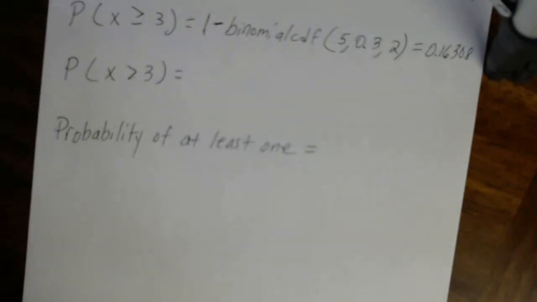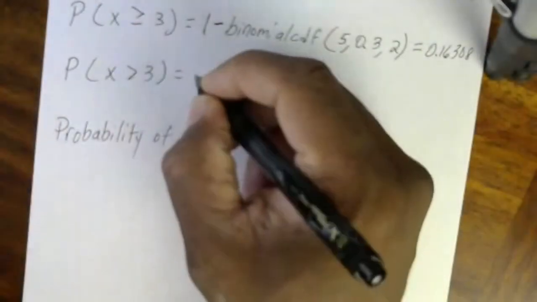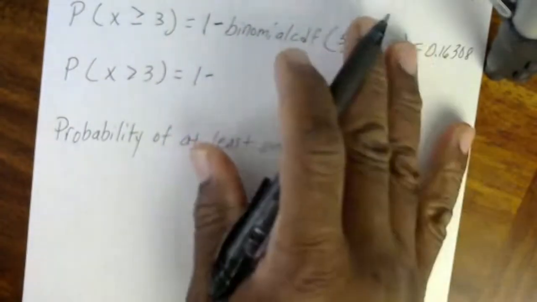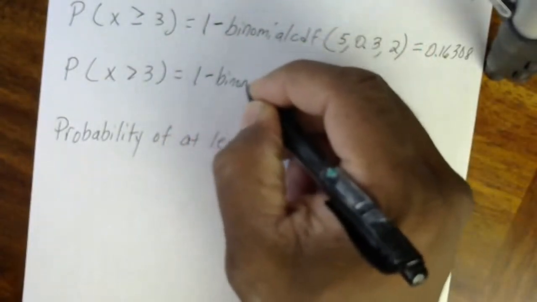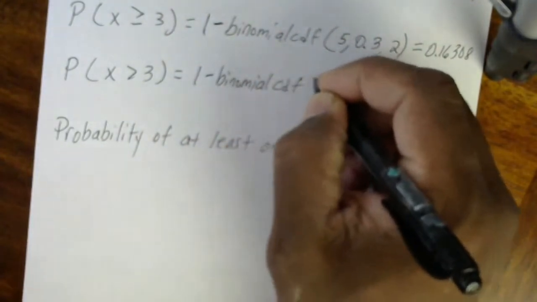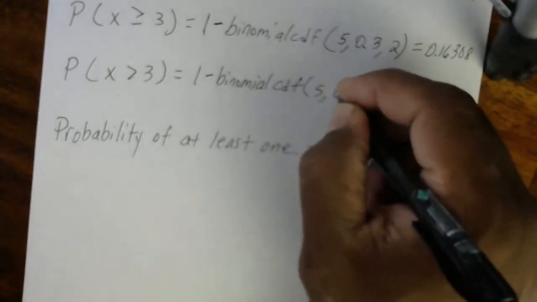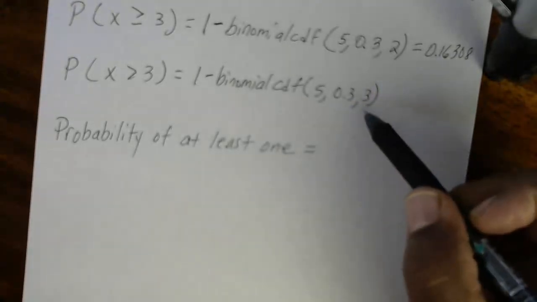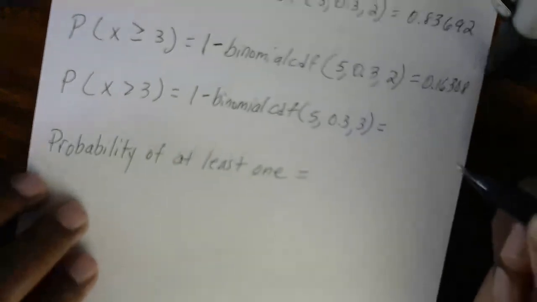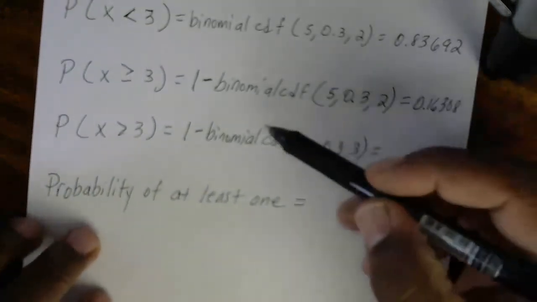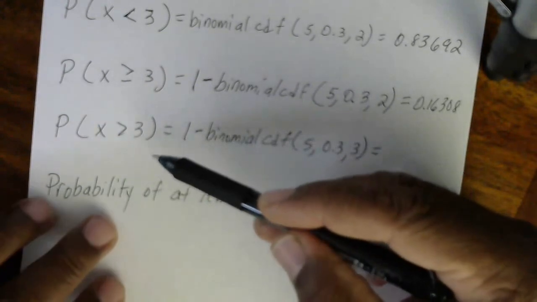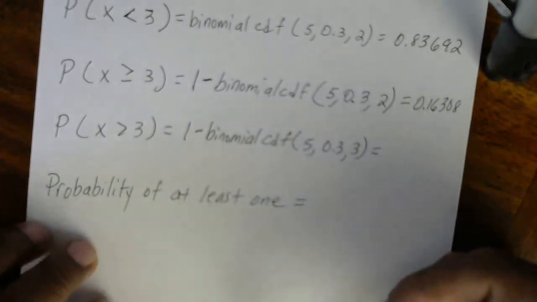Writing that out, we would have 1 minus the binomial CDF, and we would have 5, 0.3, and we're going to find the cumulative distribution function at 3. All right. So once we subtract from 1, that would give us the probabilities of 4 and 5.